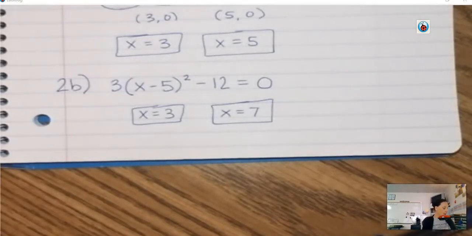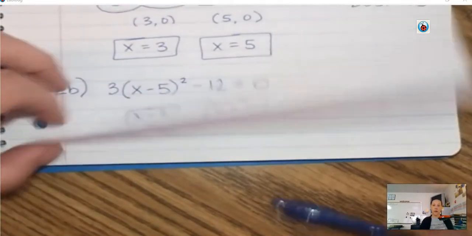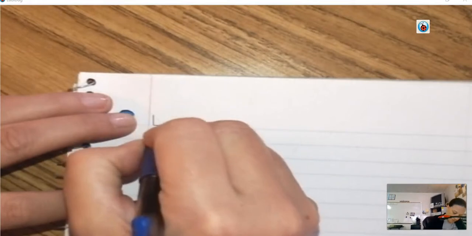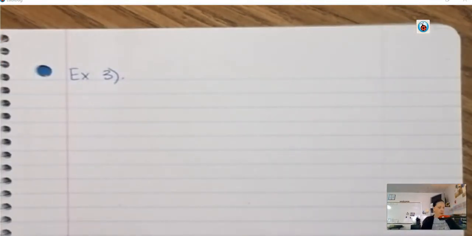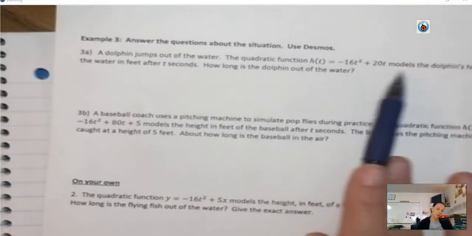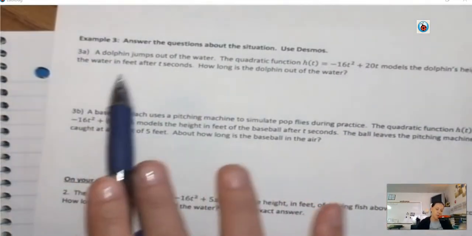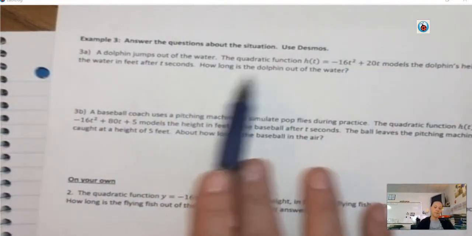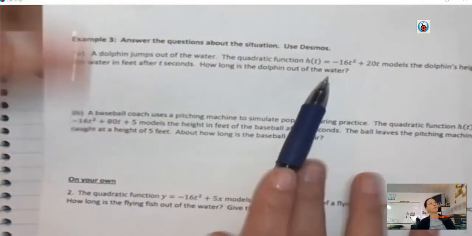Okay, last example we're going to do then is the word problems. These we're also going to use Desmos. A dolphin jumps out of the water. The quadratic function models the dolphin's height above the water in feet after t seconds. How long is the dolphin out of the water?